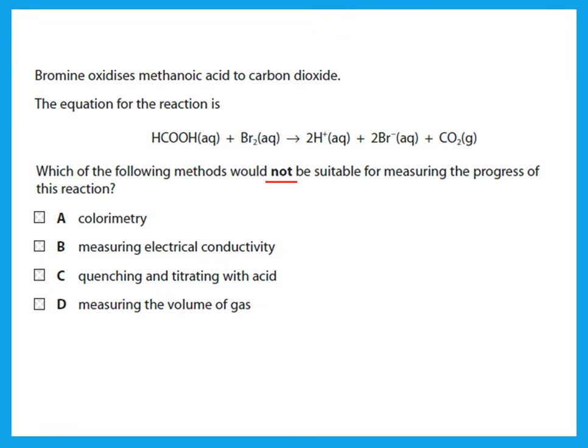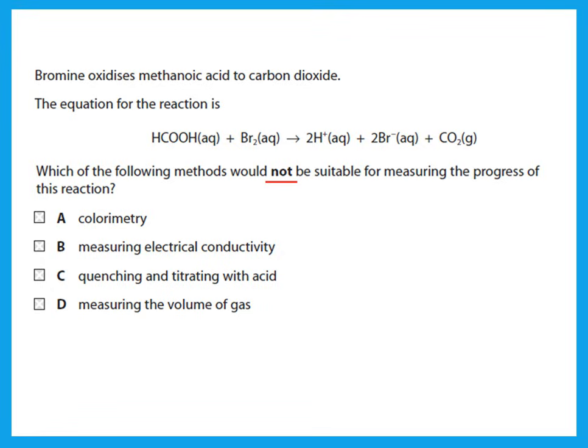Well, the first option here is colorimetry. Yes, I can use colorimetry because I have bromine, and bromine is colored reddish brown, and the disappearance of the color can be measured by colorimetry. So this can be suitable. I'm looking for which one is not suitable. Measuring electrical conductivity, yes, because we're forming more and more ions, so this will increase the electrical conductivity, and I can use that to measure the rate.